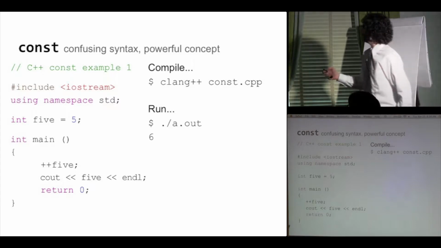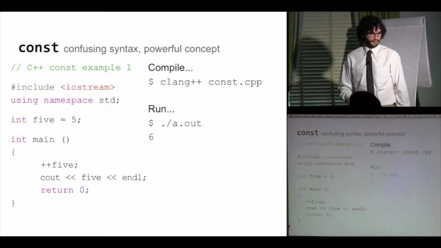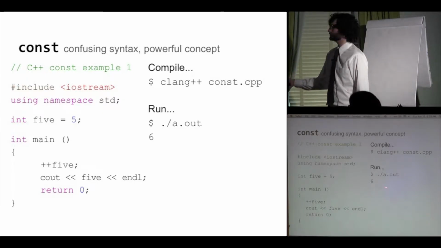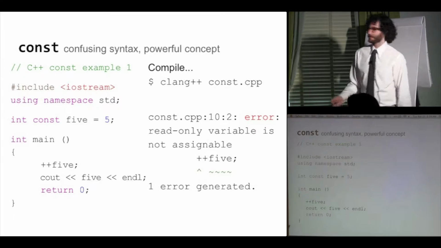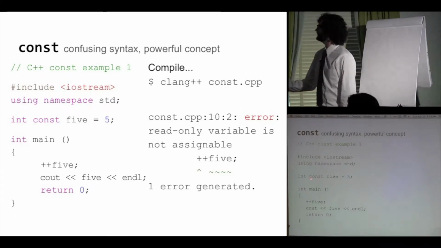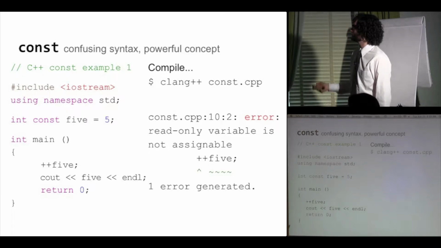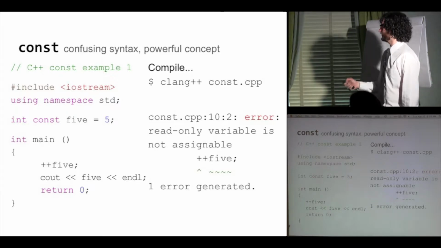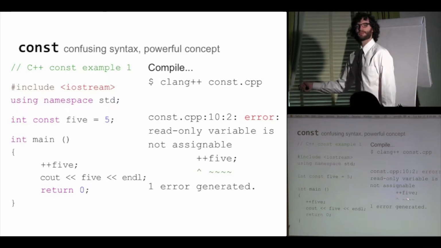So we compile, and I use Clang, and we run, and it prints out six. Okay, so this makes sense to everyone, right? All we've done is add to five. So now if we make this an int const five and have the exact same main function, compile it, we get a compiler error. It says read-only variable is not assignable, and because Clang is awesome, it says, this is the problem. You cannot do this.